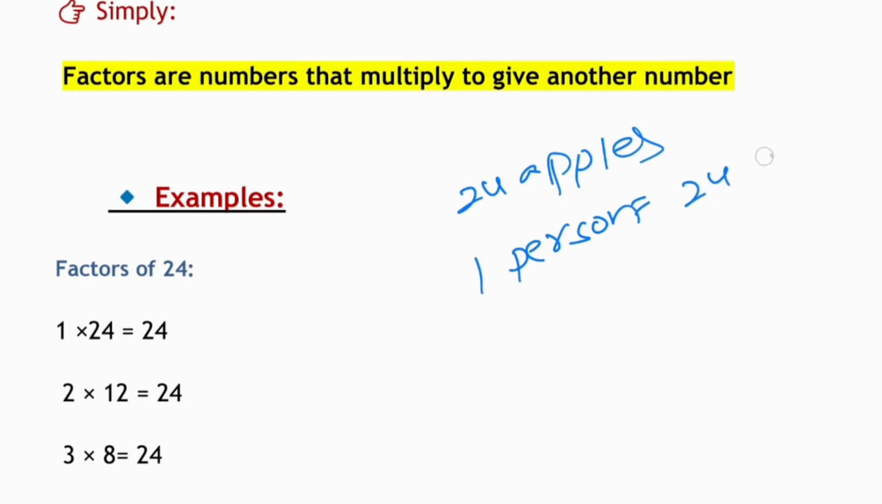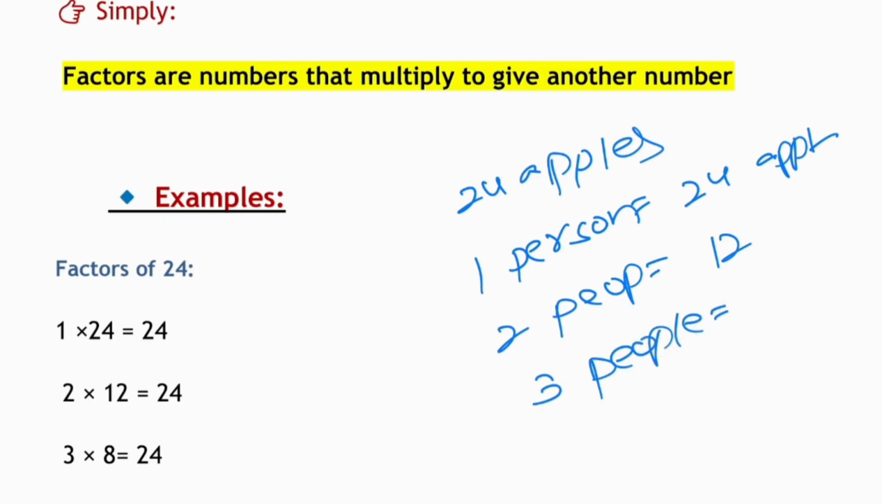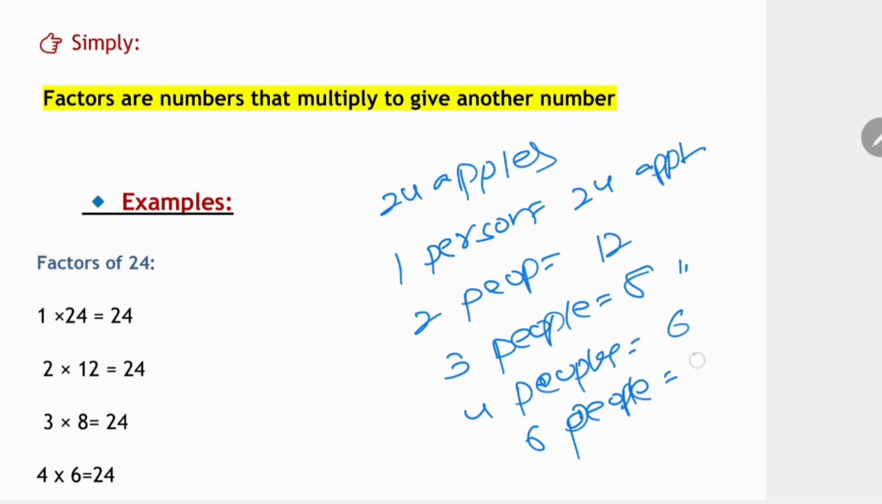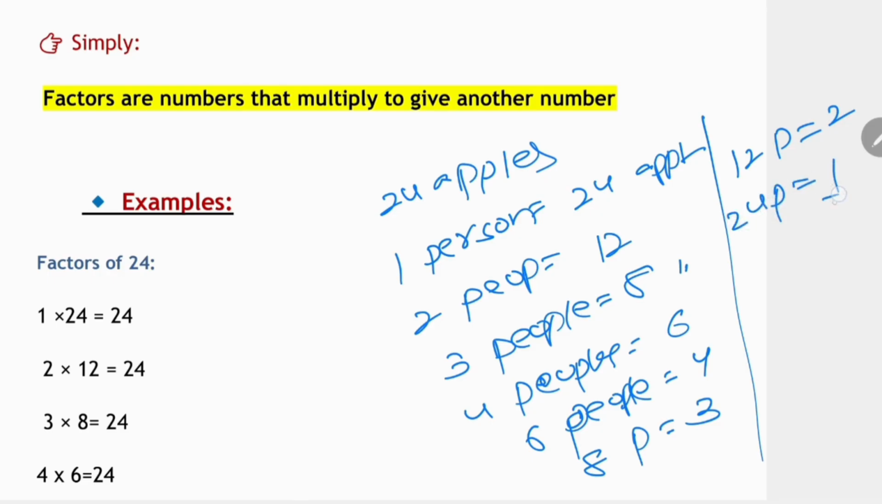one person gets 24 apples, and two people each one gets 12 apples, and three people each one gets 8 apples, and four people each one gets 6 apples, and six people each one gets 4 apples, and 8 people each one gets 3 apples, and 12 people each one gets 2 apples, and 24 people each one gets 1 apple.